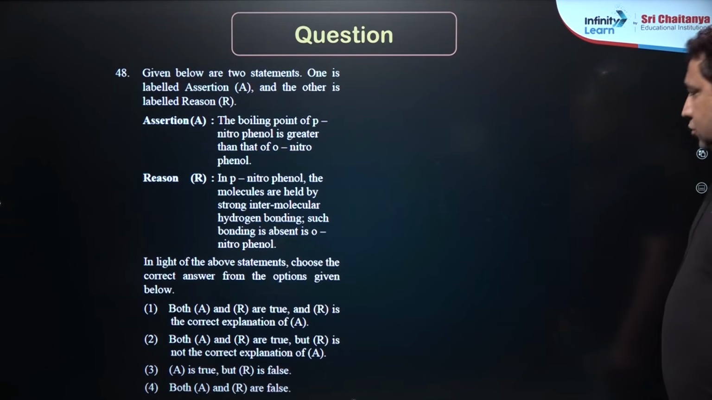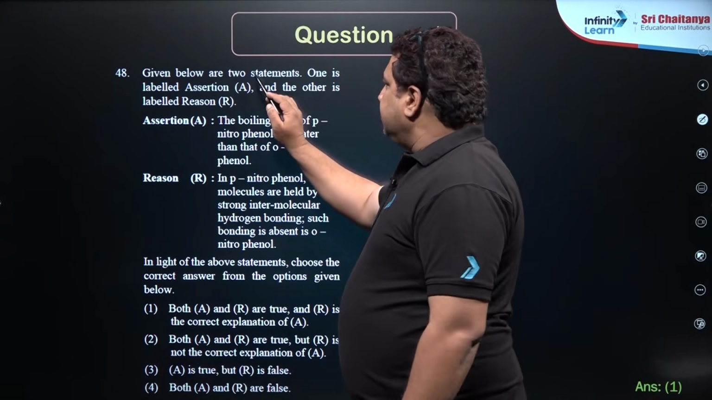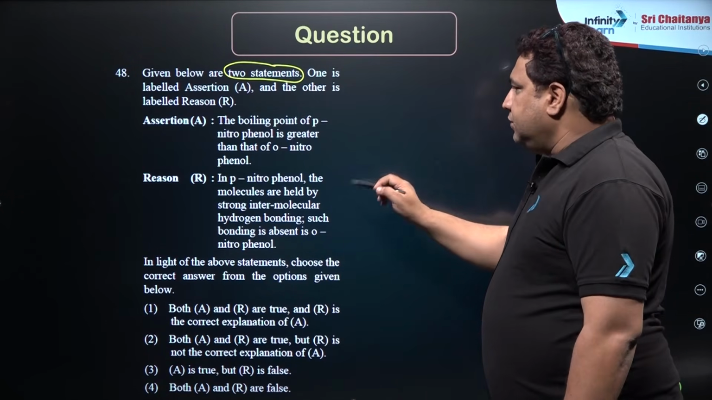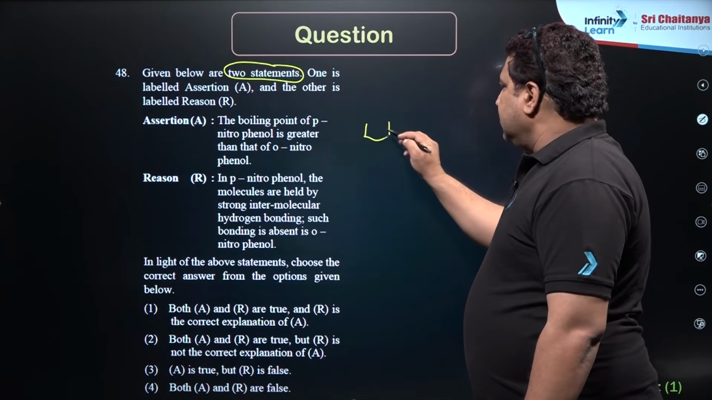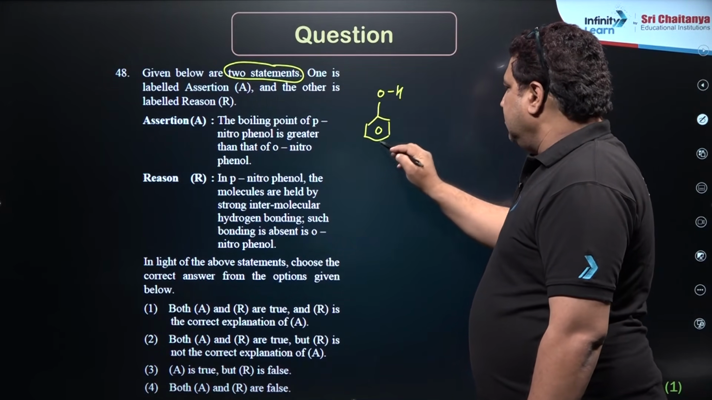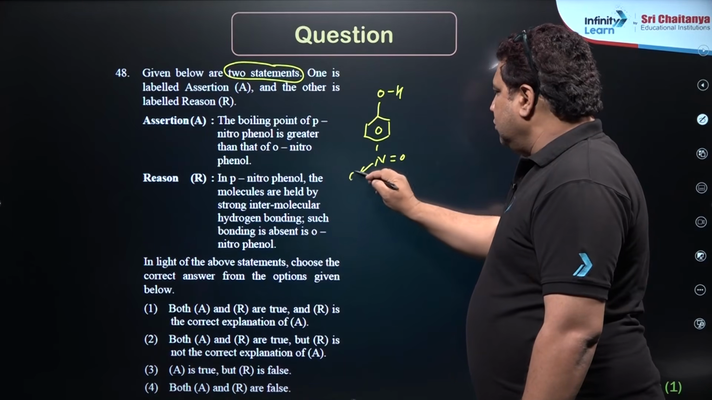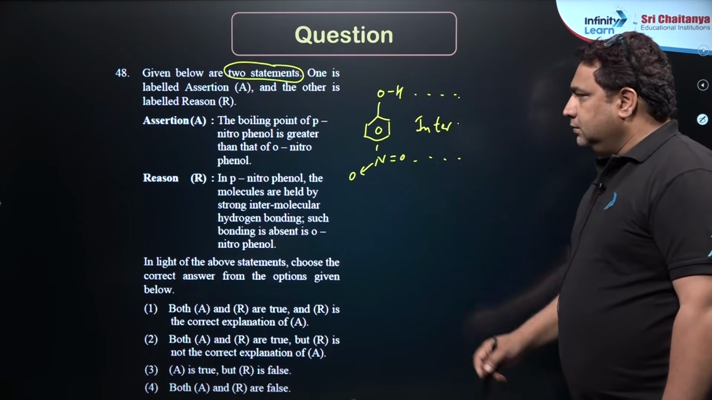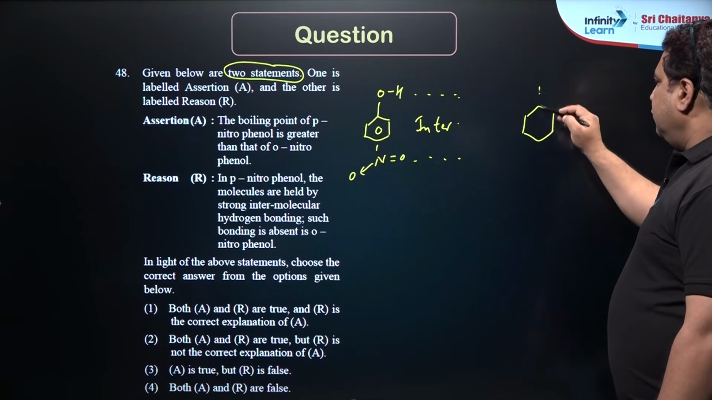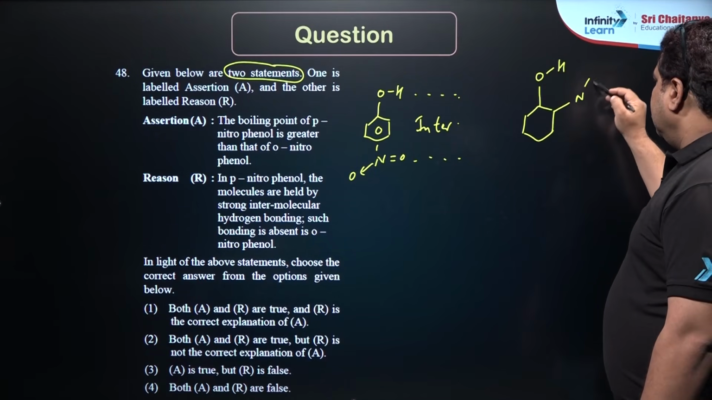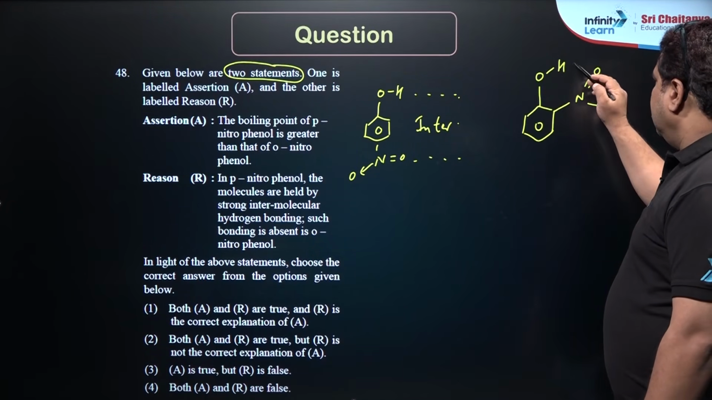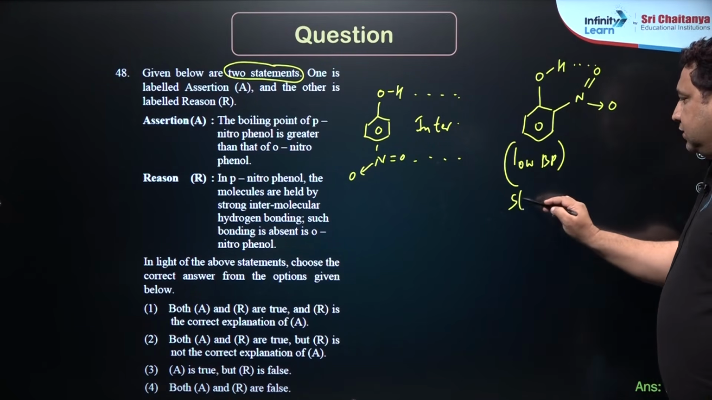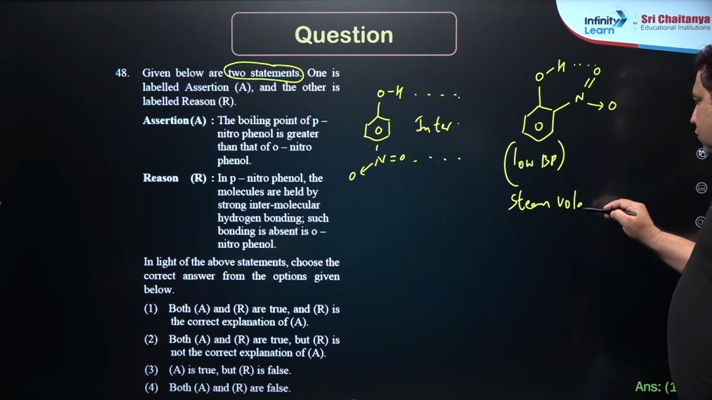Next, dear students, question number 48. Given below are two statements, that is assertion and reasoning model of question. The boiling point of para-nitrophenol is greater than ortho-nitrophenol. So everyone, you can see para-nitrophenol, you know, will show which bonding? Intermolecular hydrogen bonding. And ortho will show which hydrogen bonding? Intra. So this will have low boiling point and we call this steam volatile.